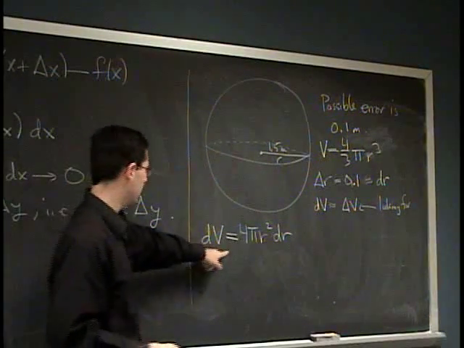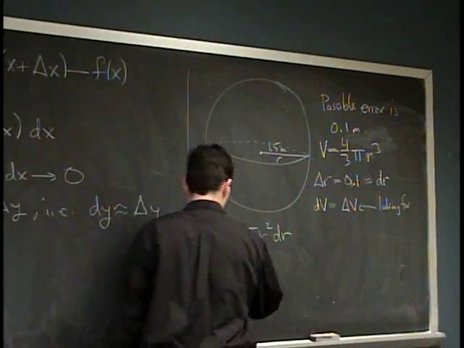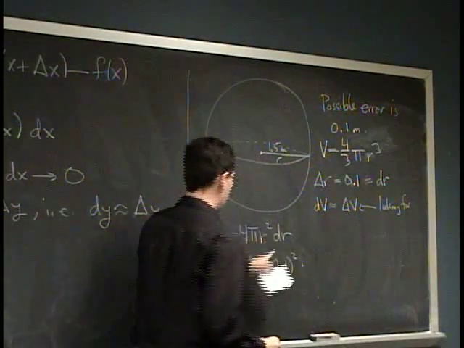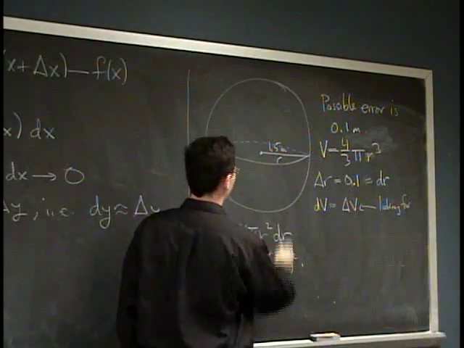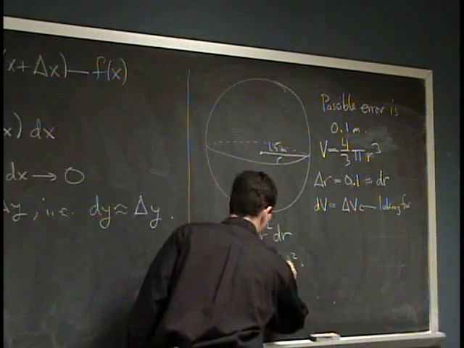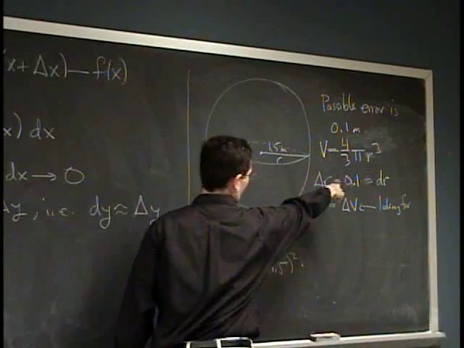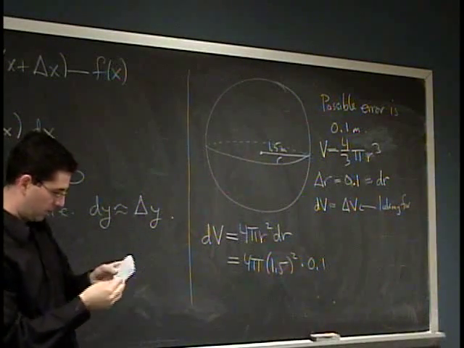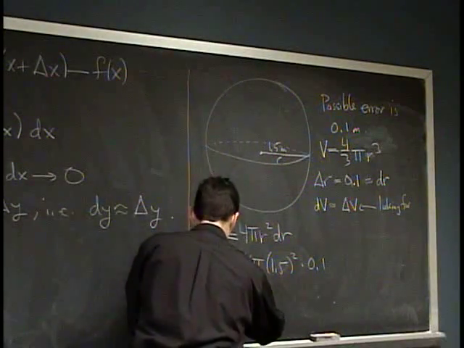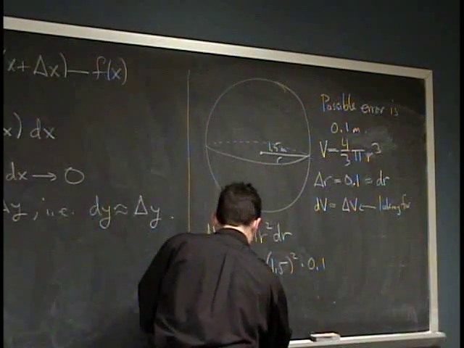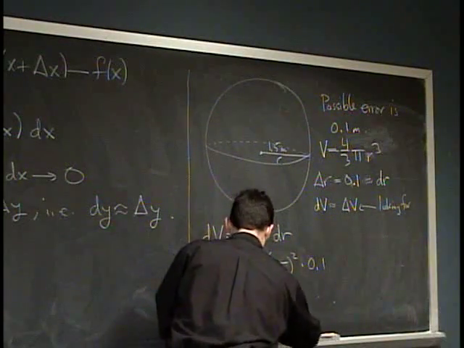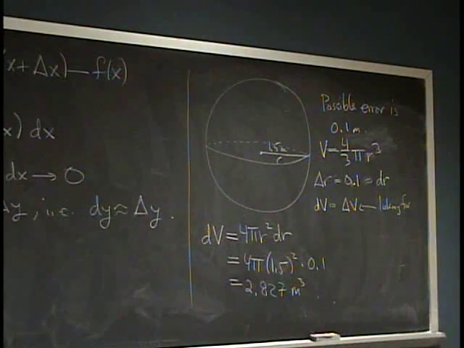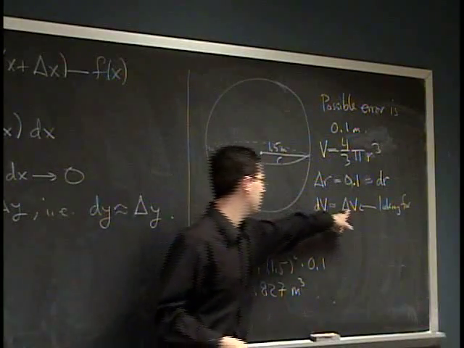So if I want to know what dv is, I just have to plug all my data in. 4 pi times 1.5 squared times dr, because that's what the radius is. And dr is 0.1. I worked this out, and it came to 2.827 cubic meters. And of course dv is approximately equal to delta v.